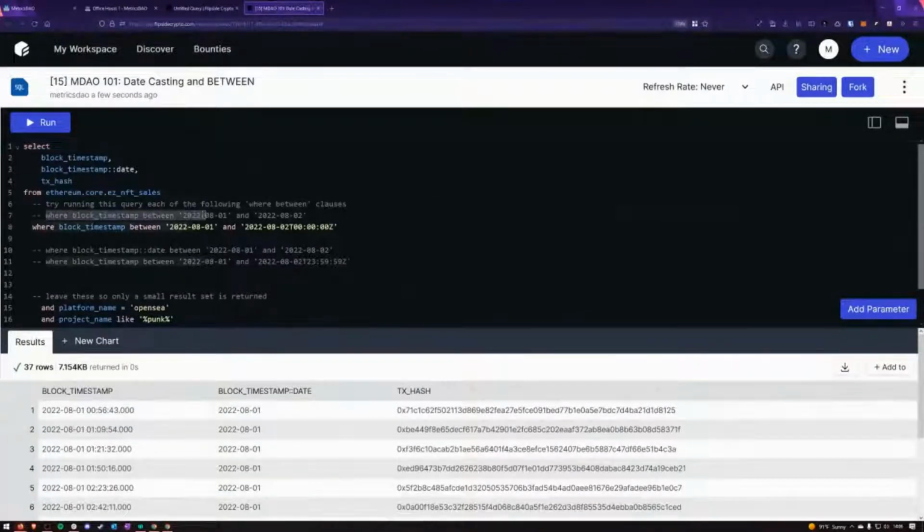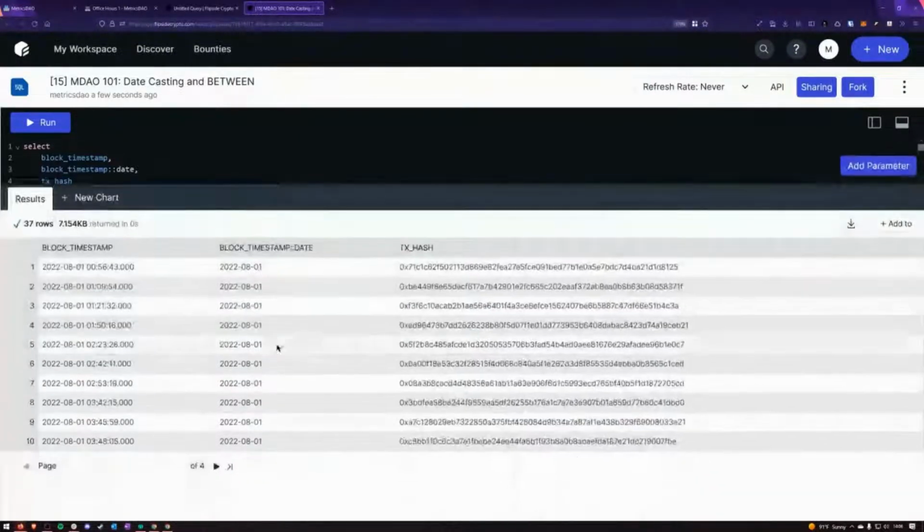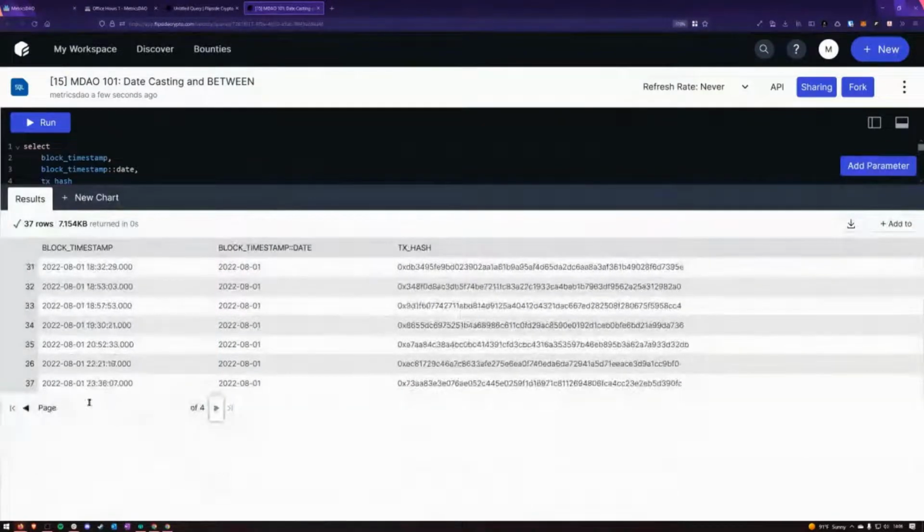So in this first one that we just ran, it was block timestamp between the two dates we were interested in, which happened to be August 1st and August 2nd. And we're getting 37 results. And if we scroll through this, we notice the very last result is at 11:36 UTC. But I thought we were trying to get it inclusively to include the first and the second. So what's going on there?